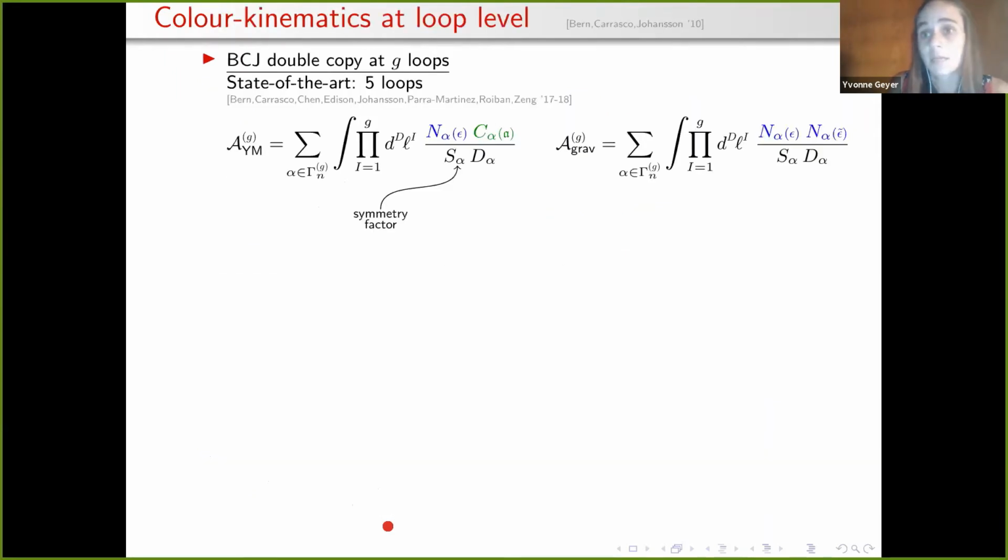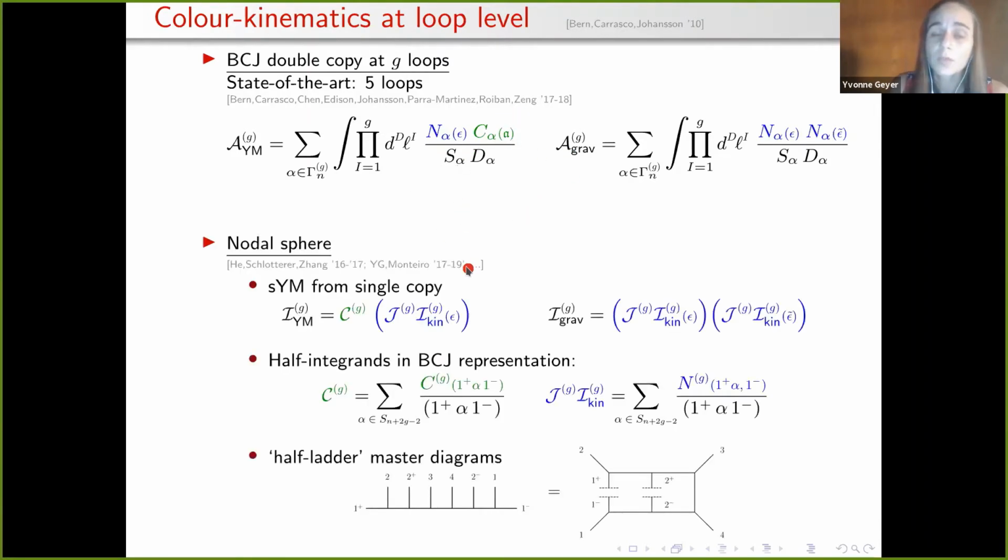Now, for us, the main reason why this nodal sphere representation is immensely useful is that it allows us to make very direct contact with the BCJ double copy in kinematic space at G loops. Now, let me just remind you, this is the BCJ double copies at the level of the integrand. And the beauty is that on the nodal sphere now, we can mimic precisely the relations that we found at tree level, meaning in particular that the super Yang-Mills integrands are obtained by a single copy.